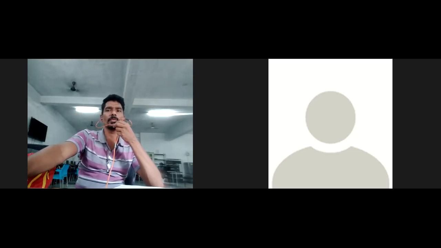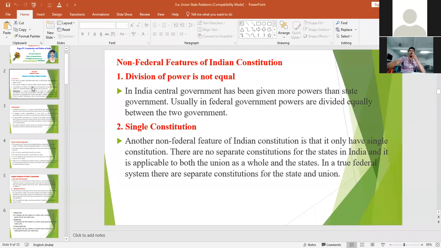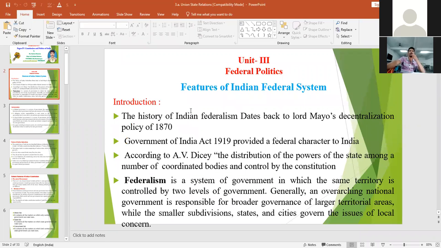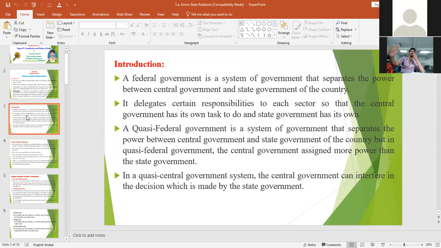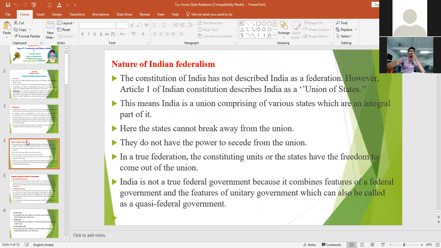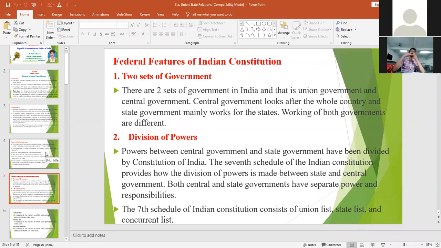Yesterday we discussed central-state relations, and in that class we discussed some of the features of the Indian federal system. There are various kinds of federal features, like the nature of the Indian federal system. If we go into detail about the features of the federal system, there are two sets of government, the central government as well as the state government in every state, and the division of powers between the center and the state.